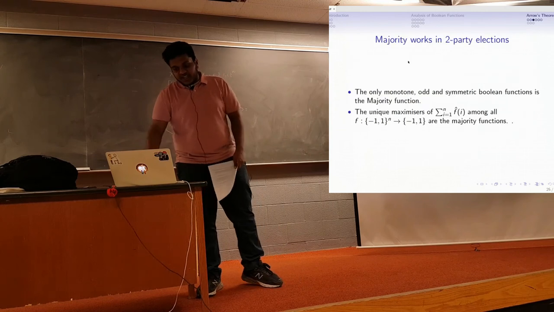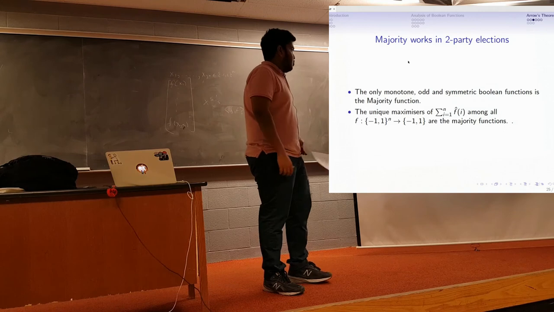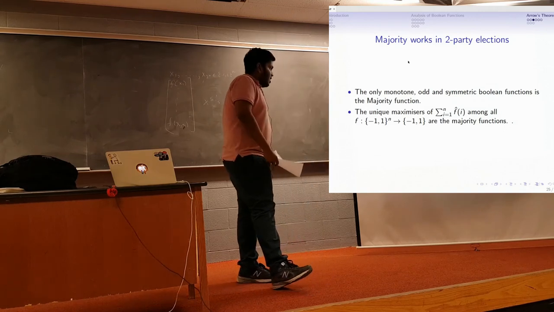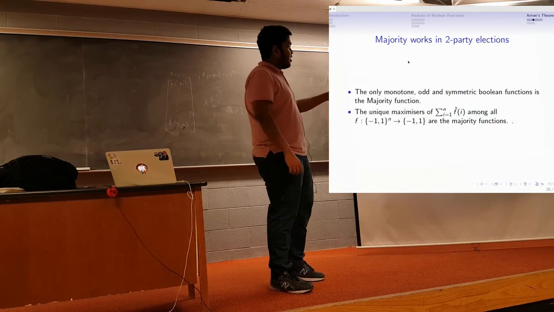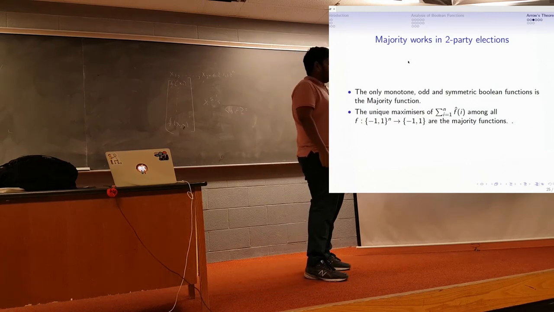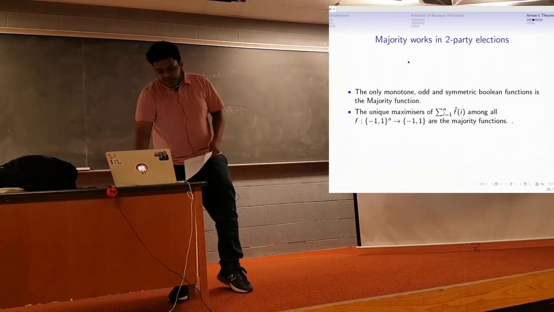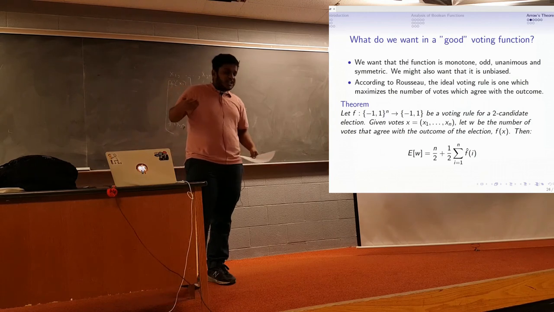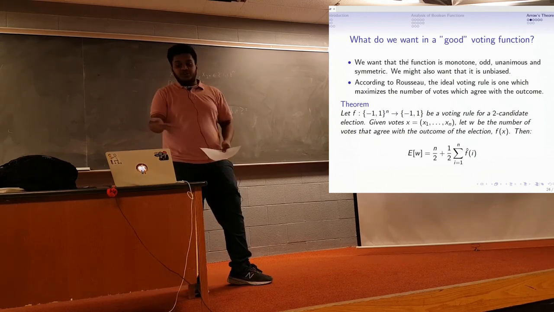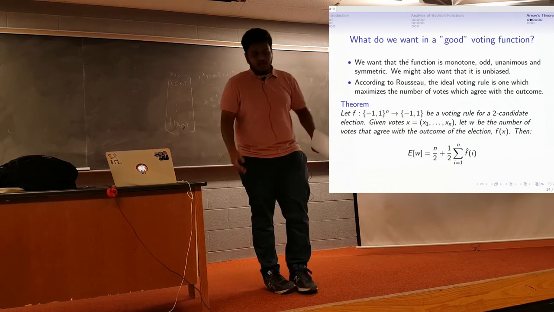And that is exactly what majority does. We already know that majority is the only function that is monotone, odd, and symmetric. But in fact, majority is the unique maximizer. All the majority functions are the unique maximizers of this expression right here. And that means that the majority is the unique function that agrees with this rule of Rousseau, which says that the number of votes which agree with the outcome should be maximized.